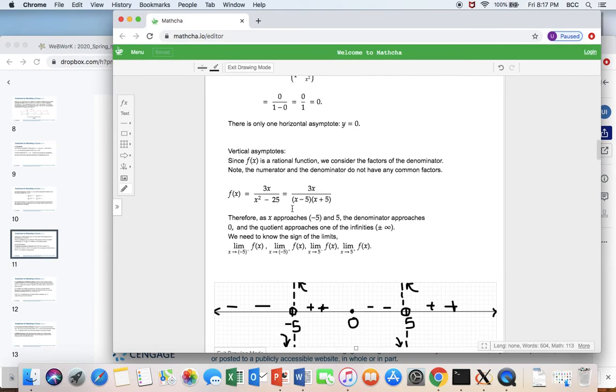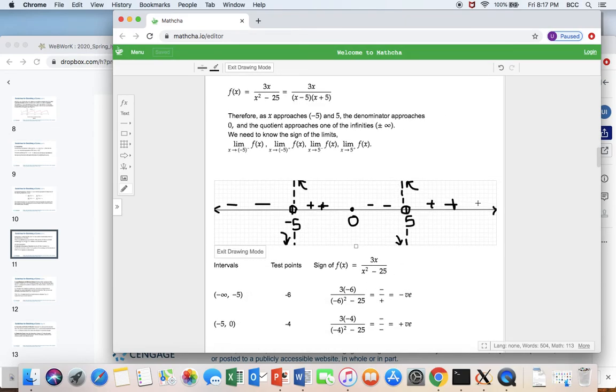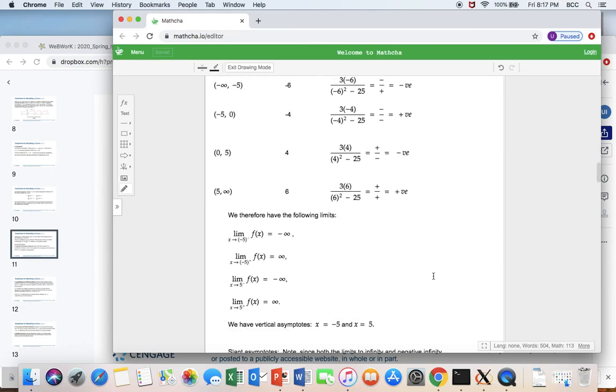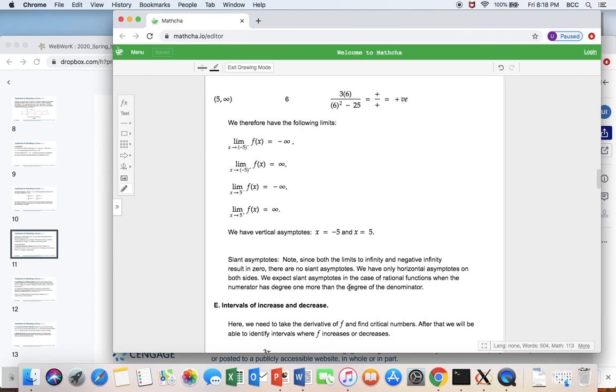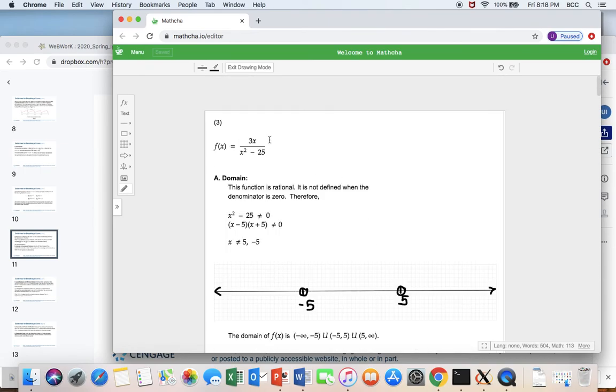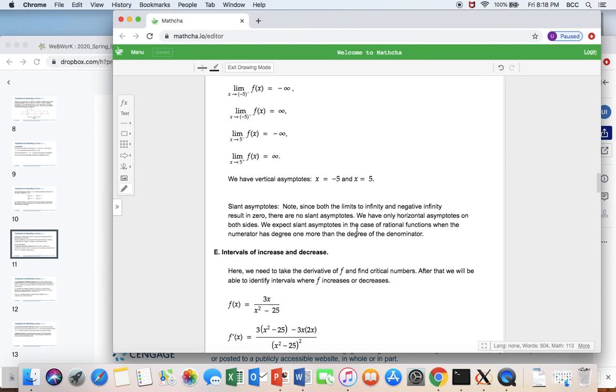Well, the limits at infinity are 0. In other words, towards the end, you're going to come to 0. Likewise here, you're going to come to 0. So you are not going to have any slant asymptotes. For a rational function, we expect slant asymptotes when the numerator has degree 1 more than the degree of the denominator. But look, our numerator has degree 1 less. So we are not going to get a slant asymptote here.